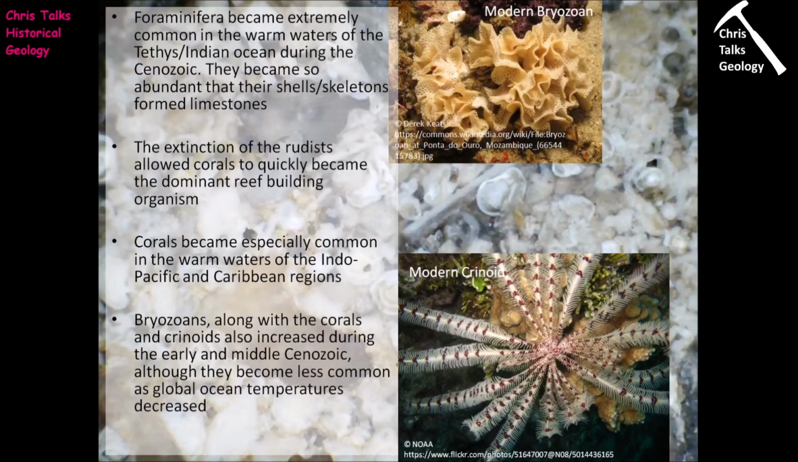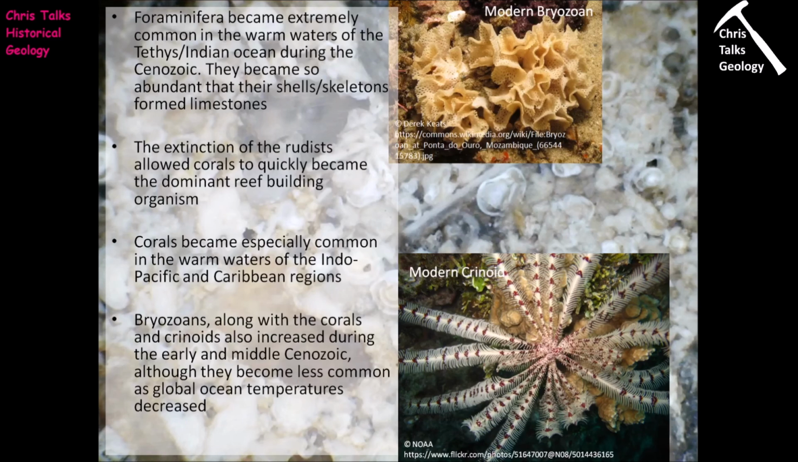Another important marine microorganism are the foraminifera. Now, foraminifera are zooplankton. This means they do not photosynthesize. Instead, they consume other smaller microorganisms or food particles that they find on the seafloor or in the water column. Now, during the Cenozoic, we see foraminifera doing particularly well in warm water environments, with the Tethys/Indian Ocean Basin a particularly hot spot for them.